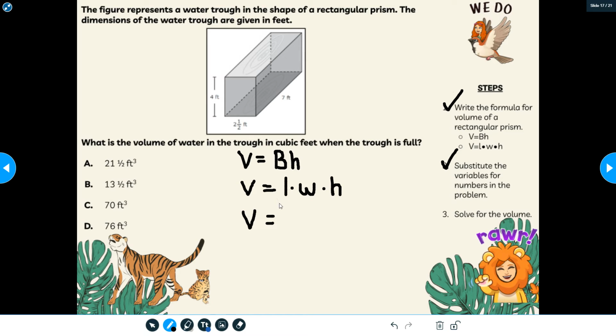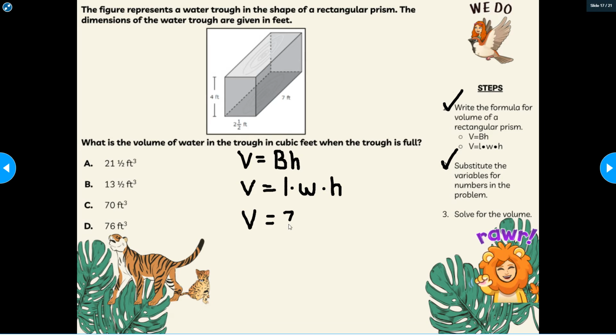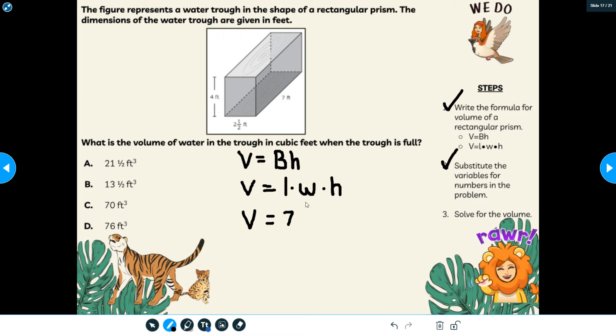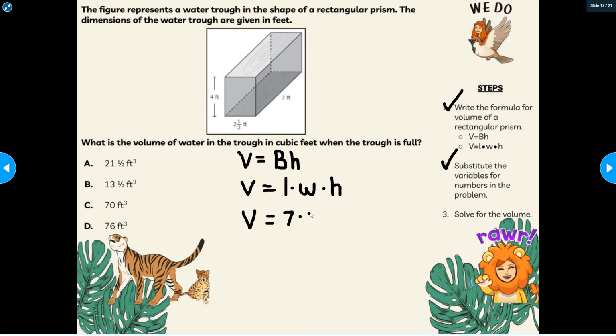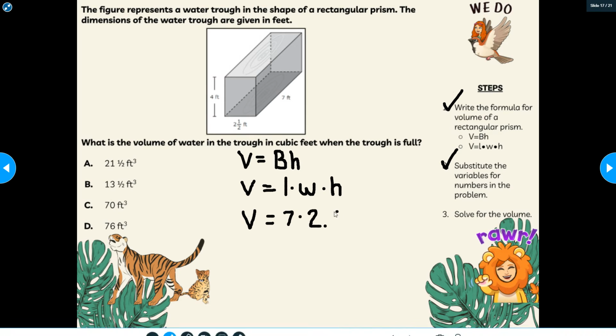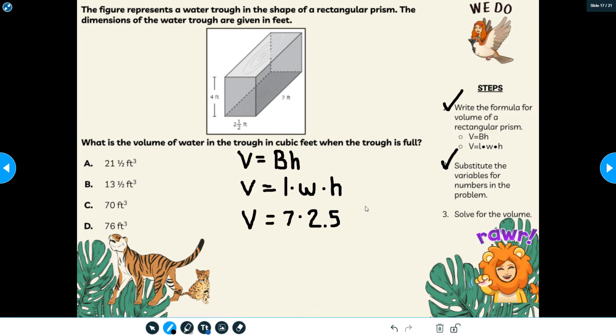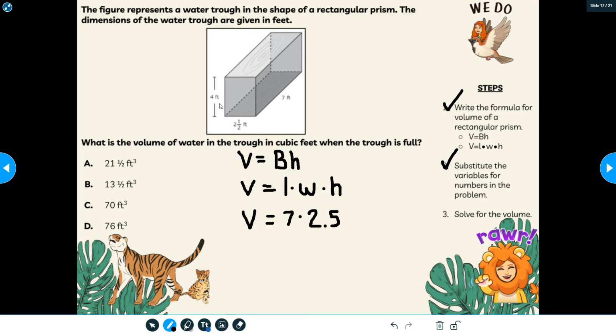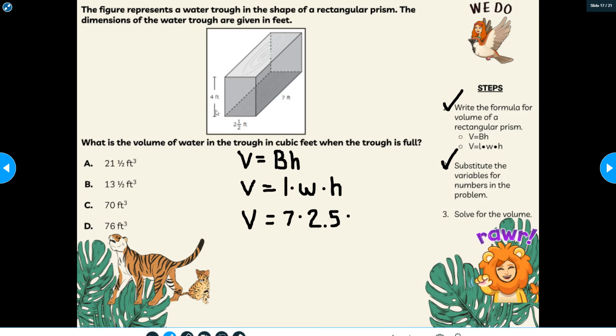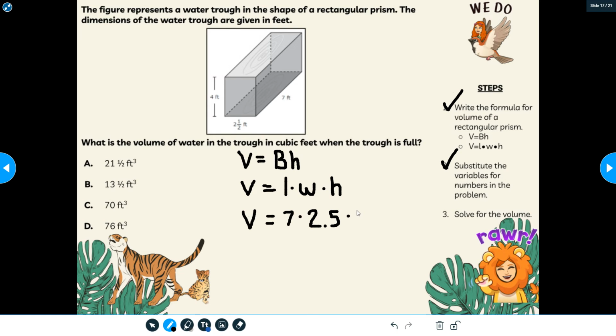So we're going to say the length is 7 over here, and then the width is 2 and a half. Now I'm going to write 2.5, because I know that 2 and a half is the same as 2.5, and it's a lot easier to multiply with a decimal. All right, and then the height of the whole prism is 4 feet.